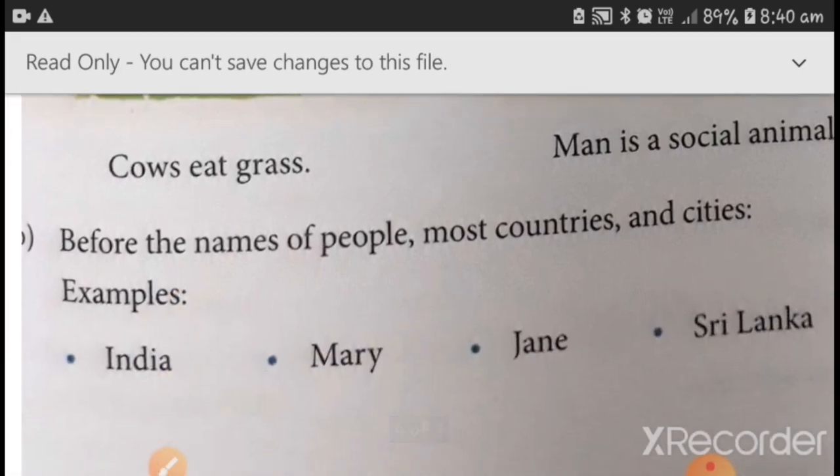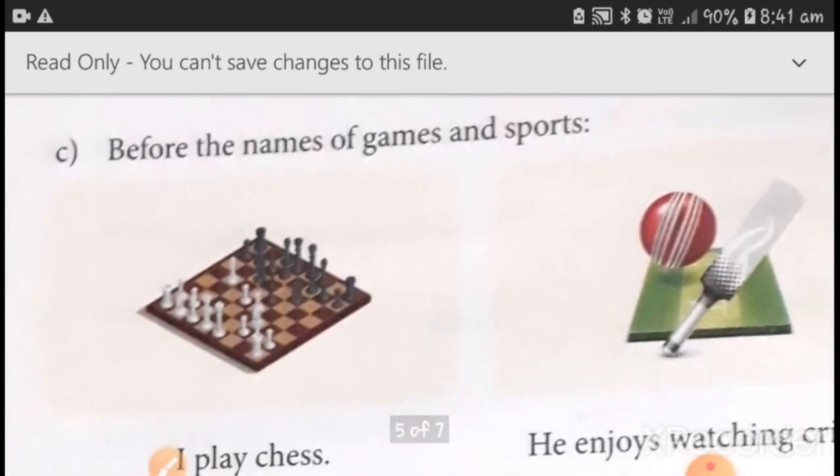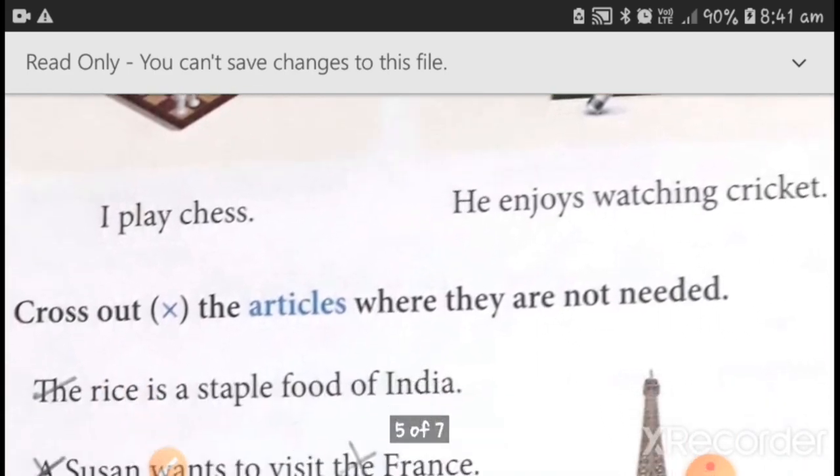Second, before the names of people, most countries and cities, we never use any article. Like in India, we will not say "the India". Or "the Mary", like this we will not use. The Jenny, a Mary, a Sri Lanka, like this we will not use. Okay, now have a look at the next exercise. Before the names of games and sports also we will not use any article. Here you can see: I play chess. He enjoys watching cricket. No article before the games and sports names.